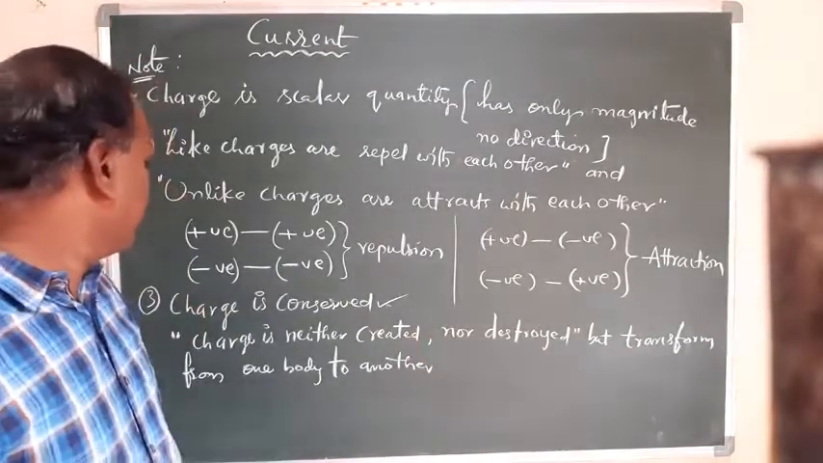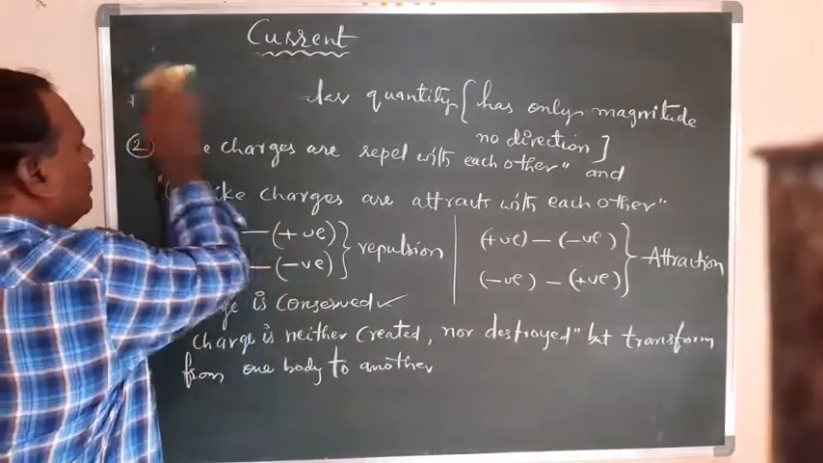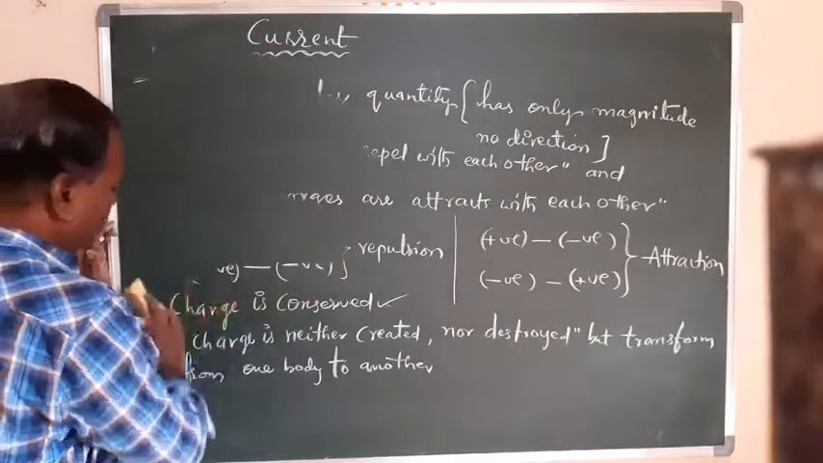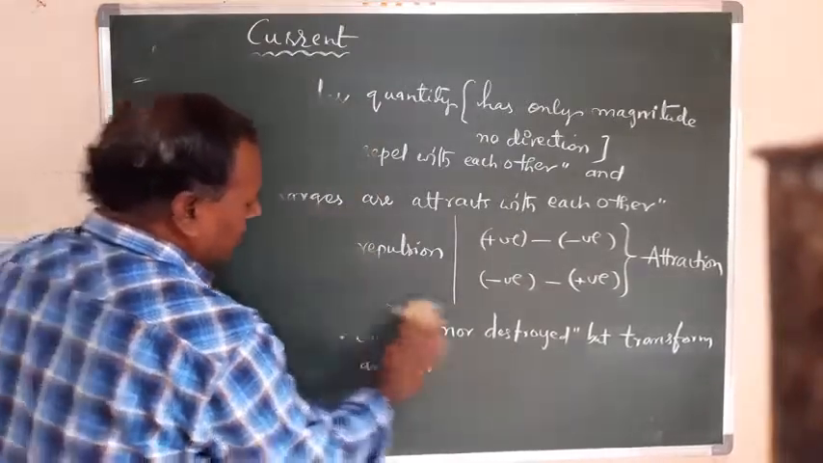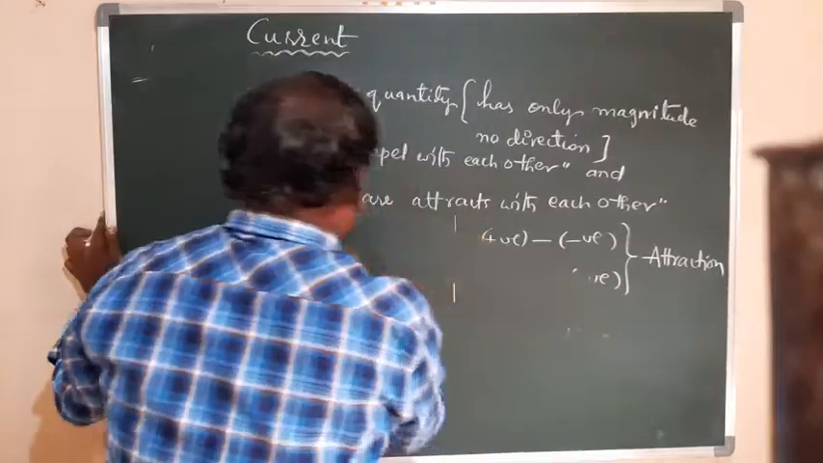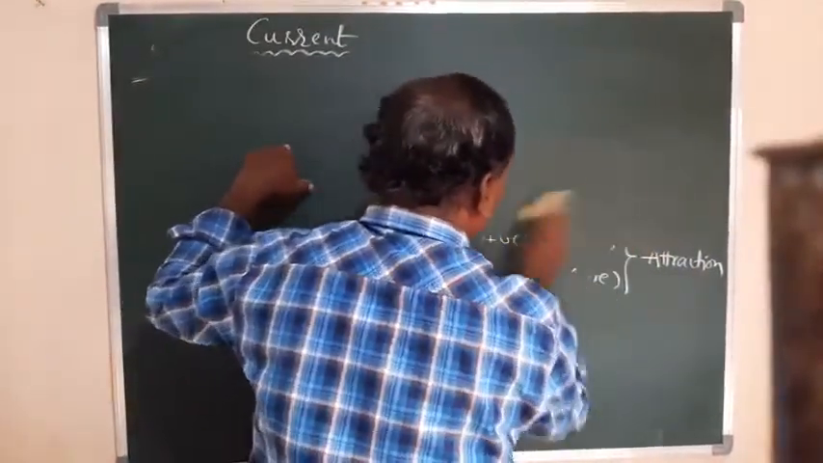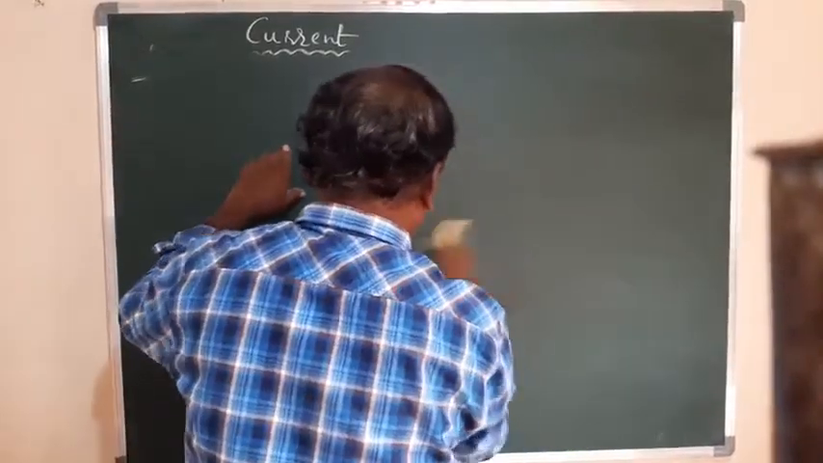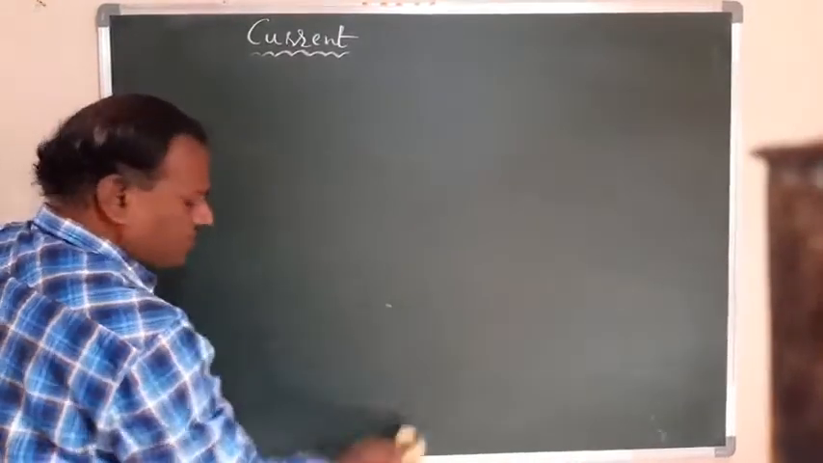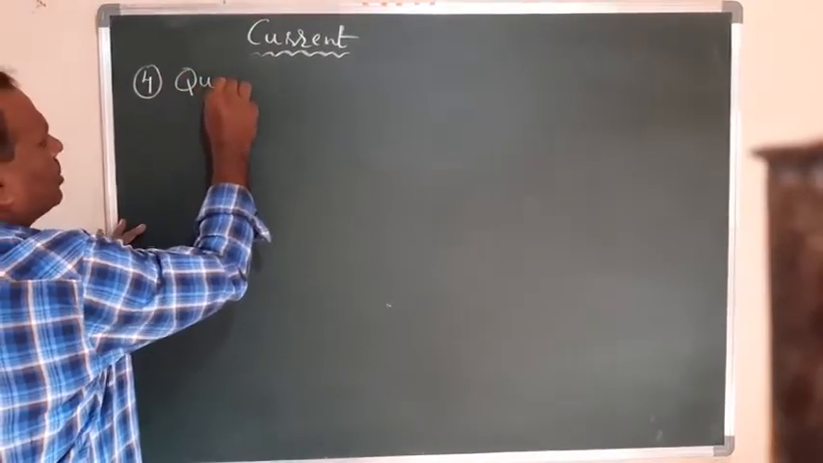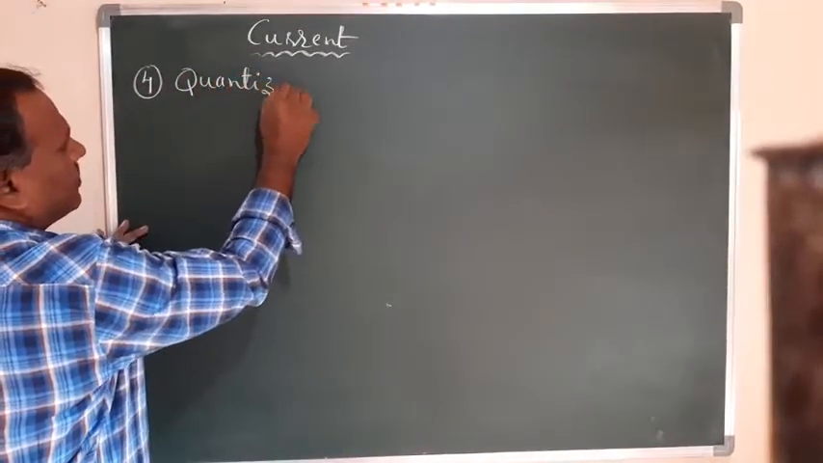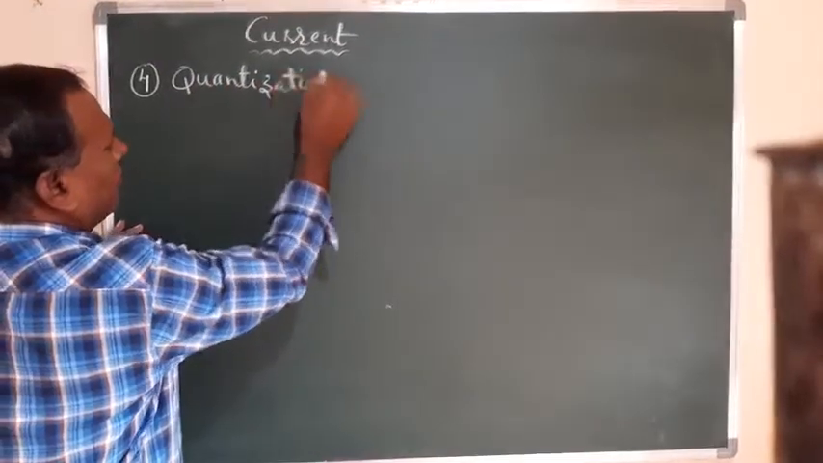Okay, and now coming to the next one, another property. So the third one we completed, and now we can move on to one more, that is the fourth one. That is very important: charge is quantized, quantization of charge. Next property we can discuss, the fourth one, quantization of charge.